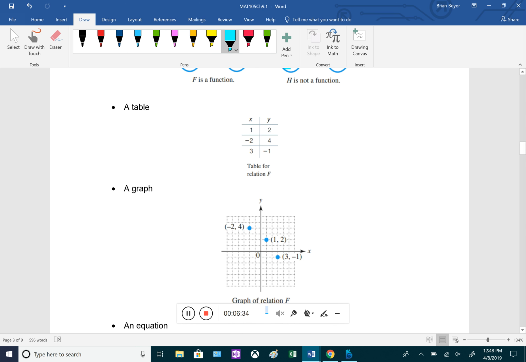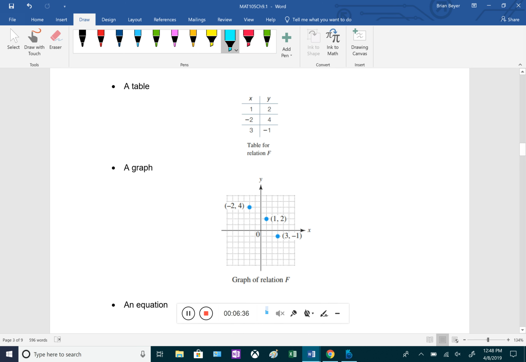Okay, the next way is a table, which we've seen before. So we have an x column and a y column. So that's saying that for this F here, 1 corresponds to a y value of 2, -2 corresponds to a y value of 4. So once again, we've seen that before.